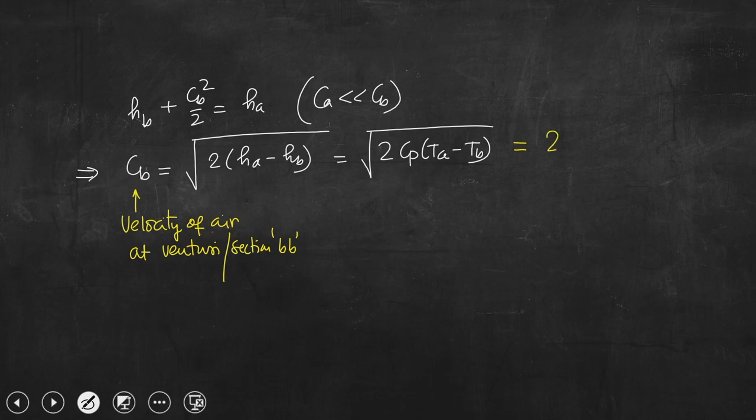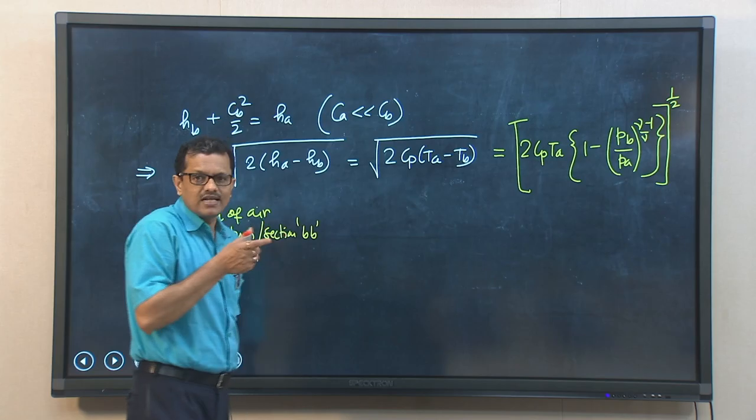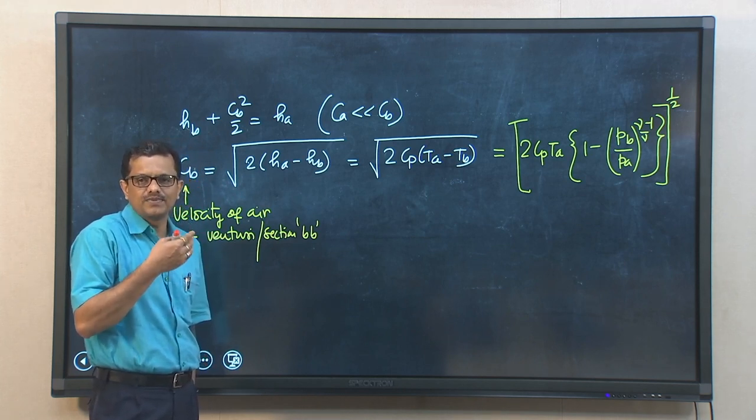Okay. So, you know that if we write one step further, we did it in the last class: C_b equals [2 Cp T_a (1 minus (P_b/P_a) power (gamma minus 1)/gamma)] power half. So, C_b is given. Now, this is the velocity that we are calculating using the flow of an ideal gas, and the flow is modeled by an isentropic process.